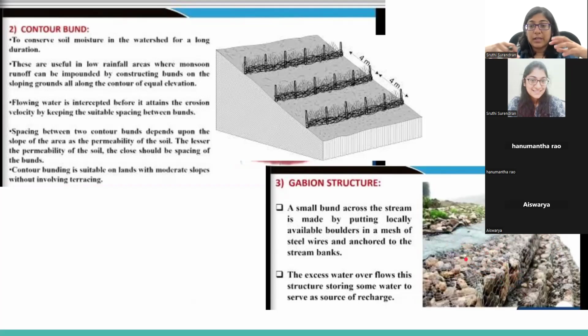So they are making use of the overflowing water, storing it with the help of such structures, which will help later on in recharging the groundwater in this location. So that is what a Gabion structure is. It is made by putting locally available boulders in a mesh of steel wires, anchored to the stream banks. This is the process by which natural recharge occurs where Gabion structures are used.